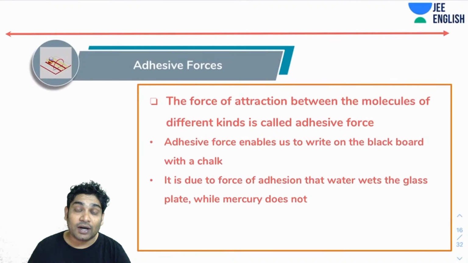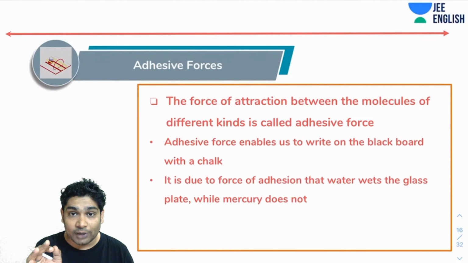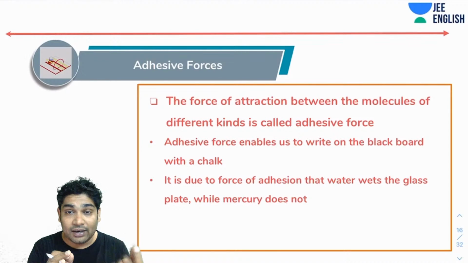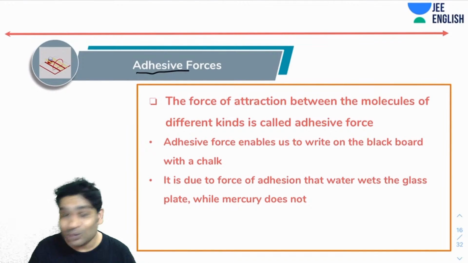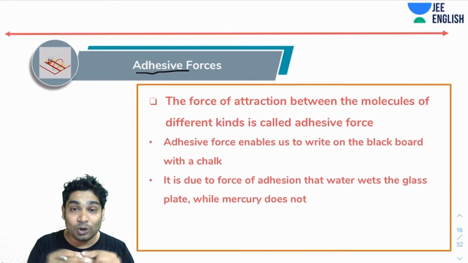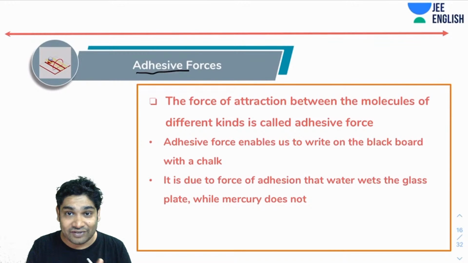Similarly, there is something called an adhesive force. If similar molecules are attracting each other, the force between them is called cohesive. This is the other way: one kind of molecule attracting another kind of molecule. One type 1 molecule attracting a type 2 molecule, the force they have is called adhesive force. Adhesive means to join, to glue two things together. That is why these adhesive forces glue two different kinds of substances together.